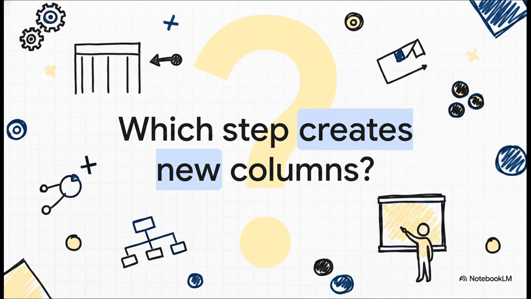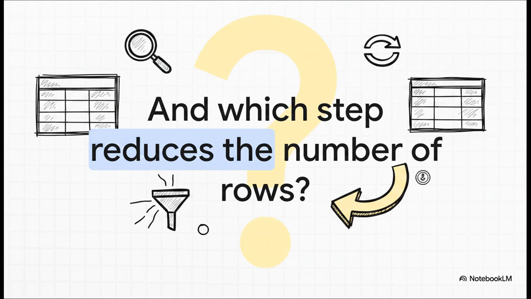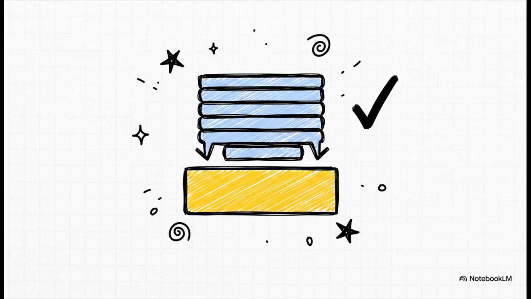Okay, quick question for you. Which of our steps is the one that actually creates brand new columns? If you said transformation, you're exactly right. That's where we add all those cool new features. And how about this one? Which step is all about reducing the number of rows through summarizing? That would be data reduction, specifically when we aggregate the data. You're totally getting this. Nice one.